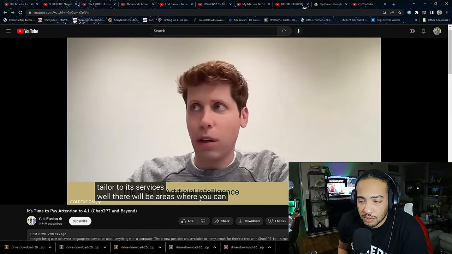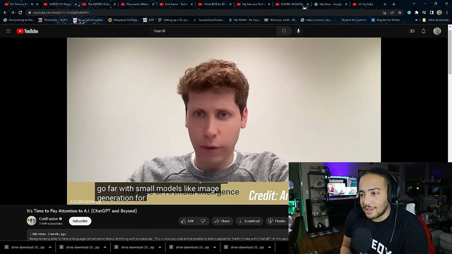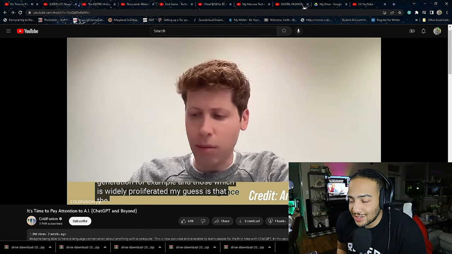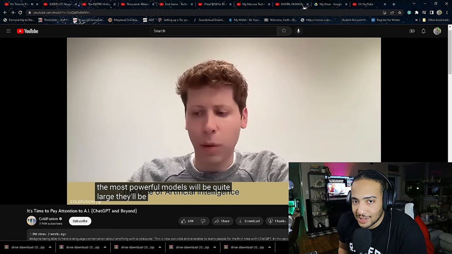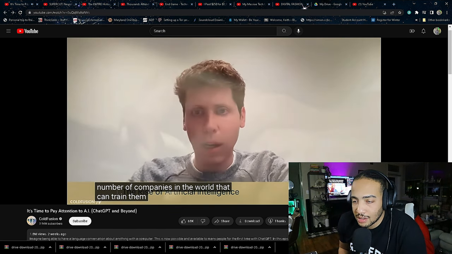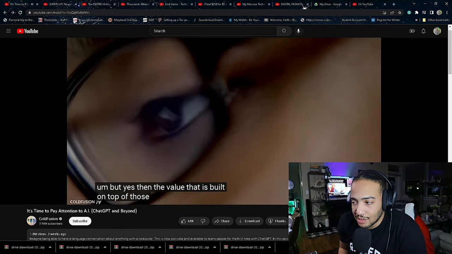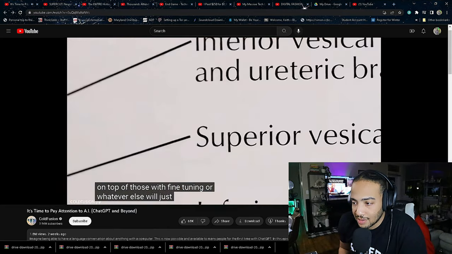Well, there are areas where you can go as far as using a robot with a lawyer. Small models, like image generation, for example, slightly proliferate. My guess is that the most powerful models somebody would try to cross reference, relatively small, and they'd be able to immediately copy them. But yes, the value that is built on top of those, fine tuning, or whatever else, will just be absolutely tremendous.